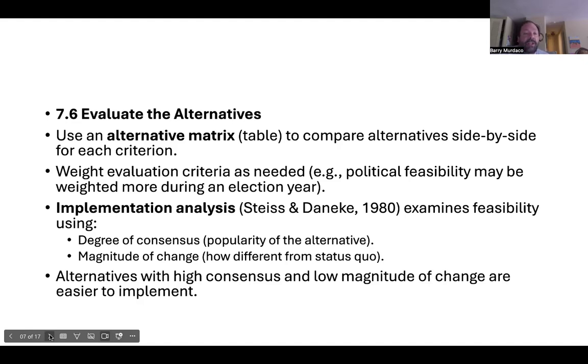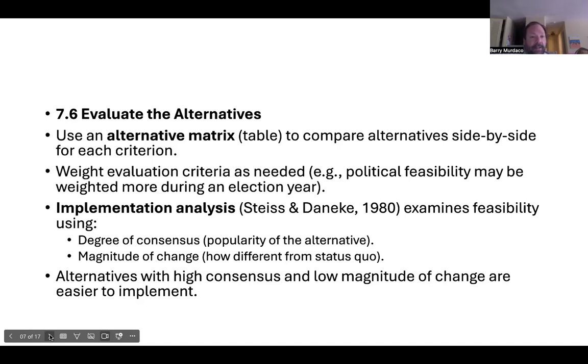Evaluate the alternatives, use an alternative matrix, which they provide an example of here, which I'll turn to in a moment, to compare alternatives side by side for each criterion. So it's simply a case of checking off the boxes, and whatever policy checks off the most boxes, they consider to be the best one in most instances.